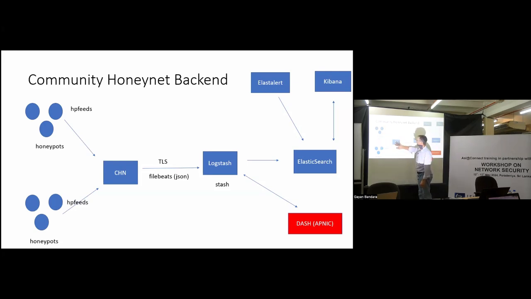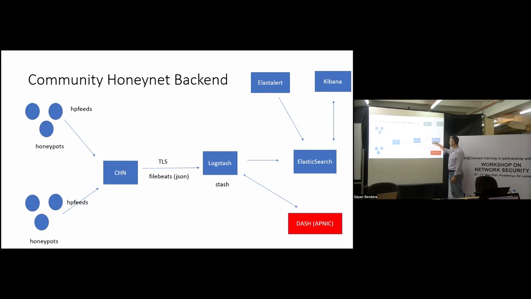They're giving feedback to our community HoneyNet project. We use an encrypted connection and Filebeat to take that information, put it into Logstash, and with Elasticsearch, we start building visualizations and alerts on the information that we've gathered from these endpoints.